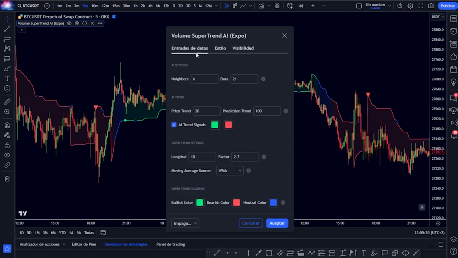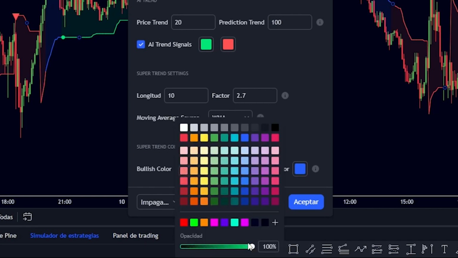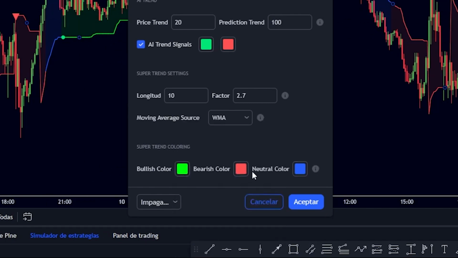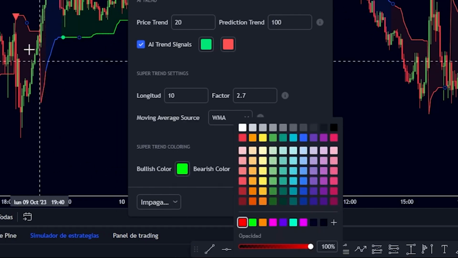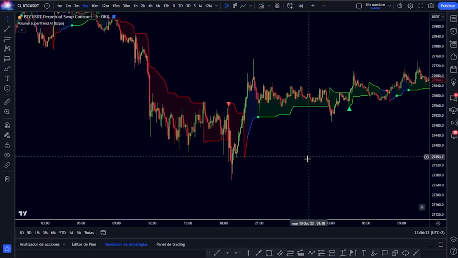We do not have to change practically anything, and something quite curious about this particular indicator is that if we want to change the main colors we have to go to the data entry, not to the style. Here below, as you can see, we can change the color of the super trend that appears on the chart. For example, so that you notice it a little more, I will give it a more striking red color. There you have the change, and neutral we will leave in that same blue. We click accept and thus we have the indicator.